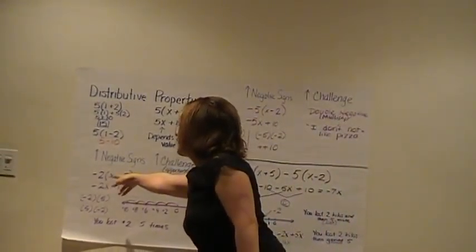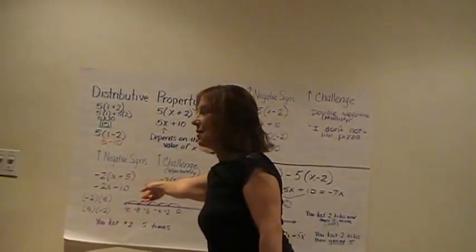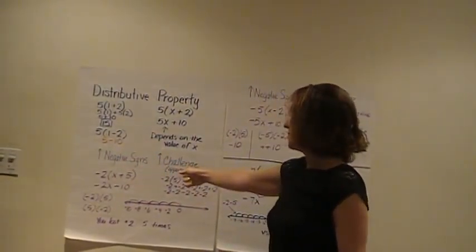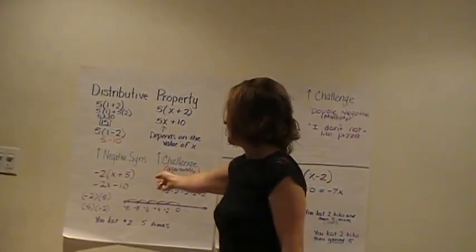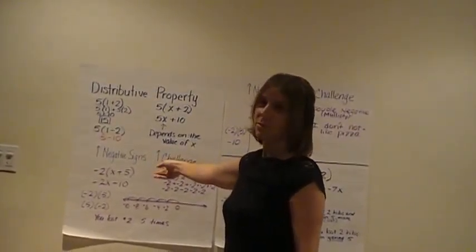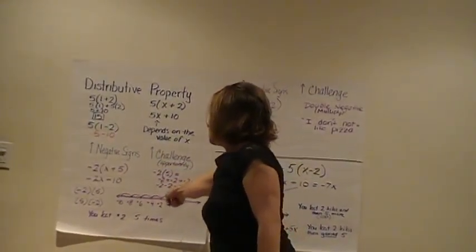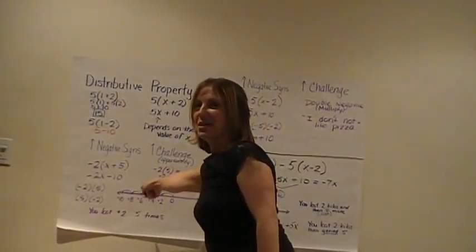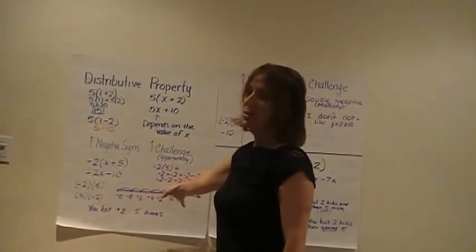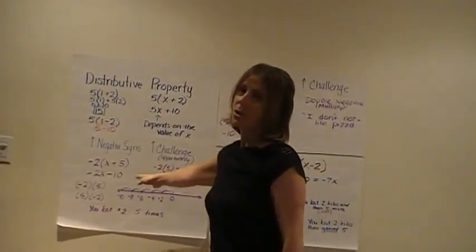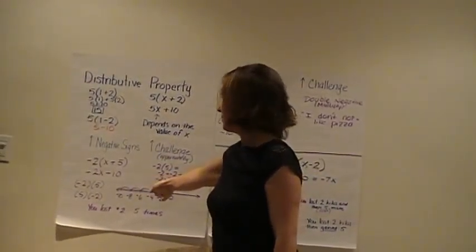The first example here is negative 2 times (x plus 5). When we distribute the negative 2, it becomes negative 2x minus 10. Negative 2 times 5 is 5 negative 2's. So if we did negative 2, negative 2, negative 2, negative 2, negative 2, we'd end up at negative 10. And you can think about that as you lost $2 5 times.